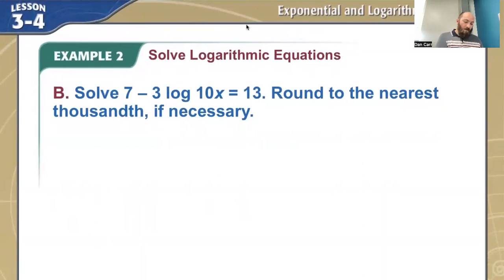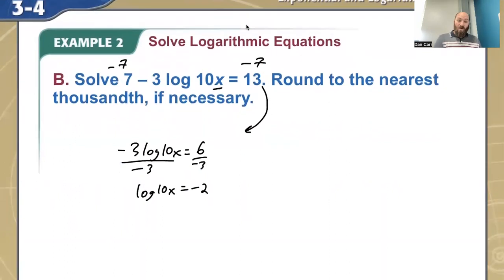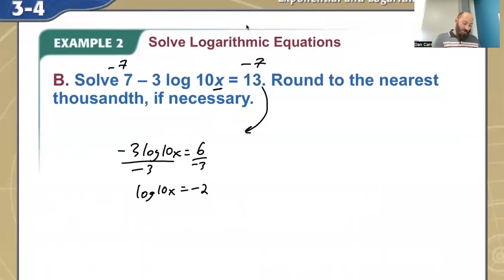So thinking about where x is, I want to kind of undo my order of operations. So I'm going to start by subtracting 7 from both sides here. So that's going to be -3 log of 10x is equal to 6. Divide both sides by -3 here. So I have log base 10 of 10x is equal to -2. This right here is the same as, if I rewrite it into exponential form, 10x is going to be 10 raised to the -2 power. And then I can divide both sides by 10.